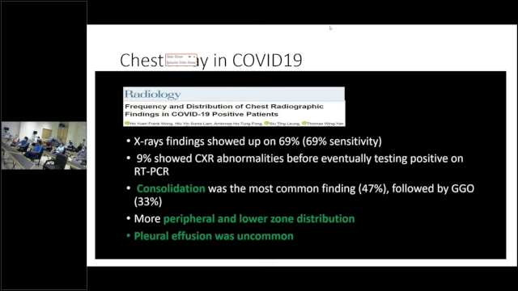Yeah, so there are a few cases I've put up on the slides. What I was saying initially, that consolidation and ground glass opacities are most prevalent in COVID-19 patients. So if you go to the next slide, the next one.